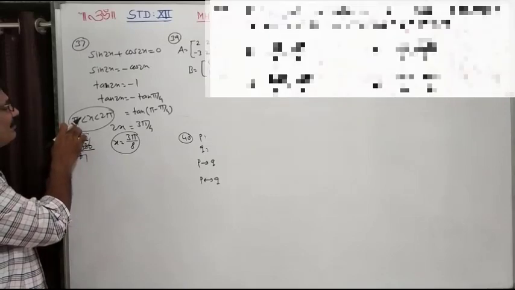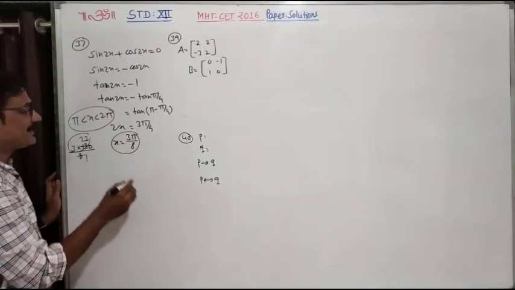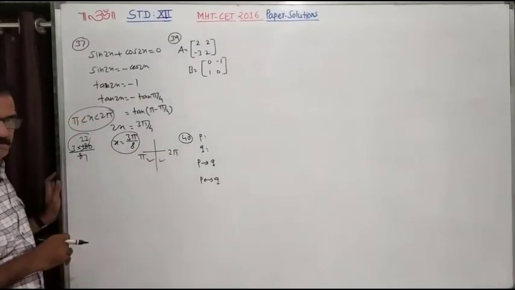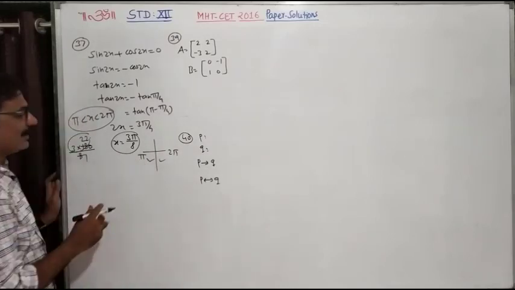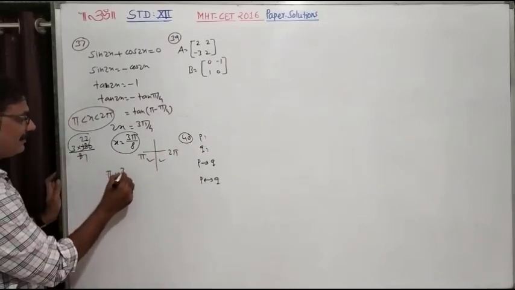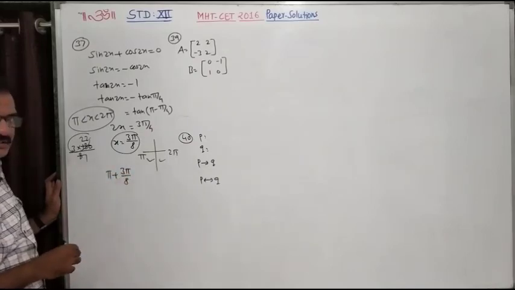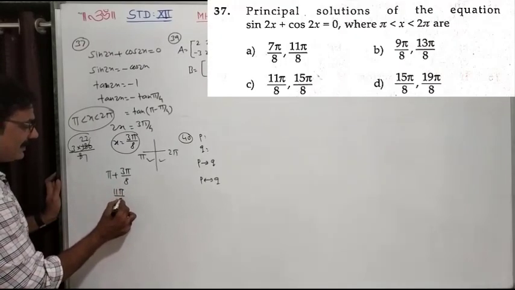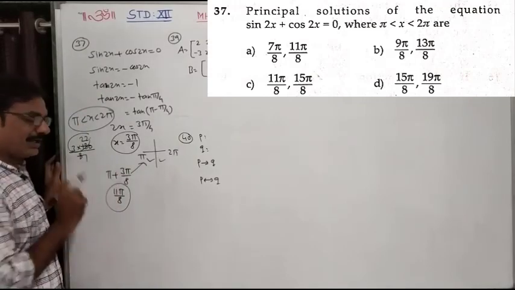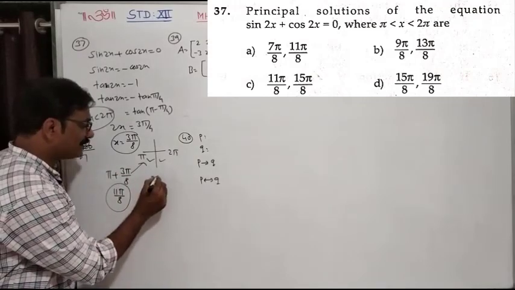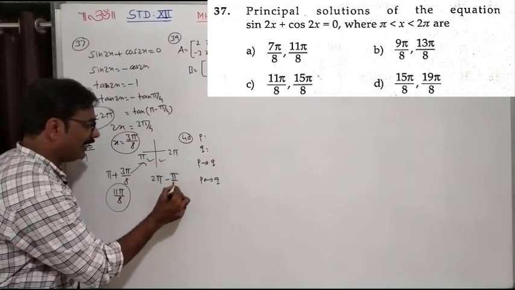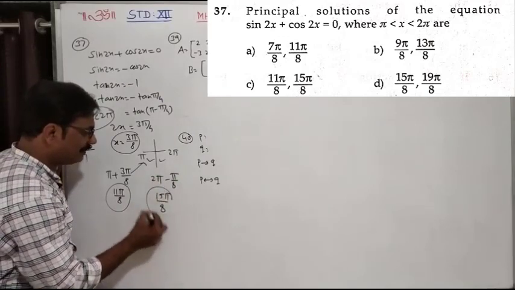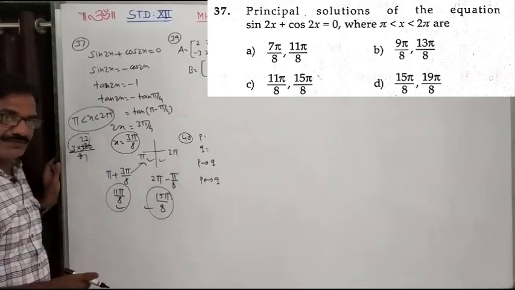So when you are going to pi plus this, for this you have to go here and here. Okay, so in this quadrant how do you write that? It is pi plus 3 pi by 8. So 8 pi plus 3 pi is 11 pi. So for this quadrant it is like this. If you want to go here, then you have to subtract pi by 8. So 8 into 2 is 16 pi, it will be 15 pi by 8. So these are two solutions for that.